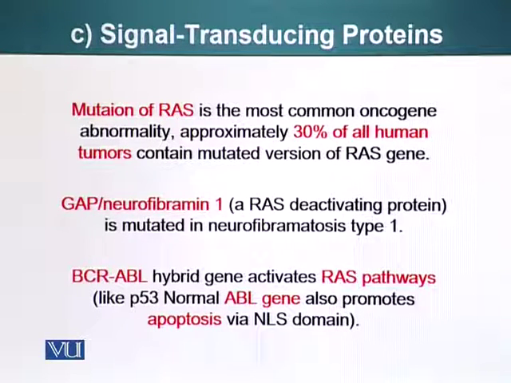These hybrid genes activate RAS pathway. Like normal P53, the ABL gene product also promotes apoptosis via its NLS domain, nuclear localization signal domain. I will highlight it. NLS, that's what NLS is abbreviation for. So we have not talked about P53. We are going to talk a lot more about P53 later in a subsequent module. P53 can promote apoptosis. This ABL gene can also promote apoptosis, but however, the fusion gene we talked about, which happens in CML, chronic myelogenous leukemia, this prevents cells to go through apoptosis and also results in uncontrolled cell division.